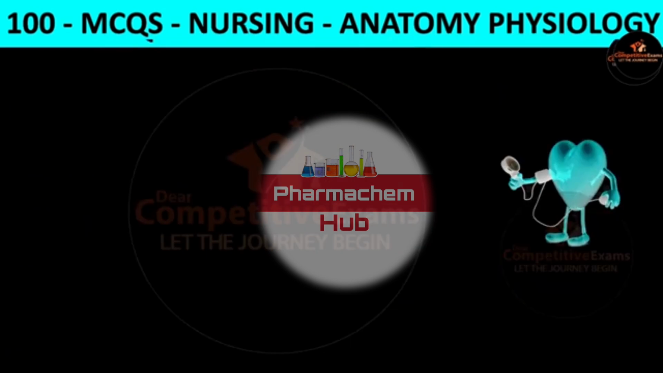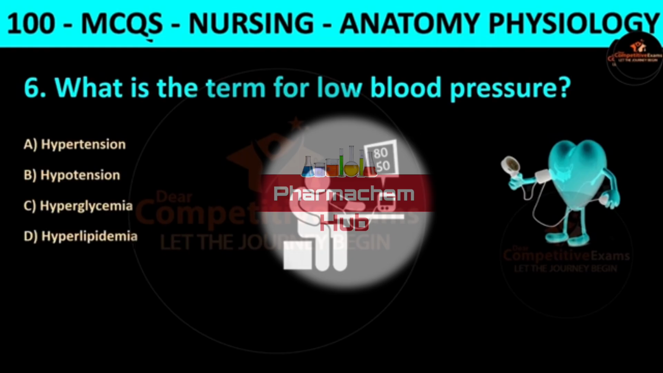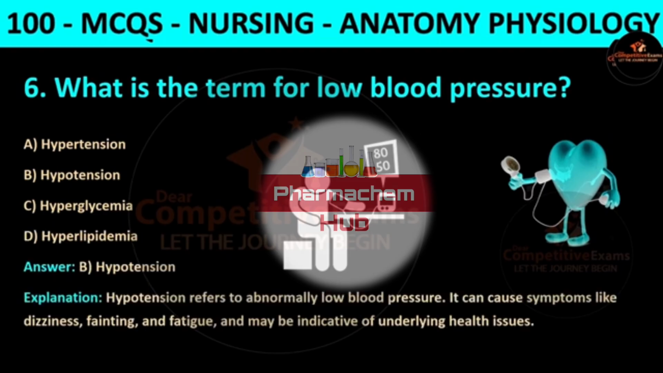Question number 6. What is the term for low blood pressure? The options: hypertension, hypotension, hyperglycemia, or hyperlipidemia. The correct answer is B, that is hypotension. Hypotension refers to abnormally low blood pressure. It can cause symptoms like dizziness, fainting, fatigue, and may be indicative of underlying health issues.